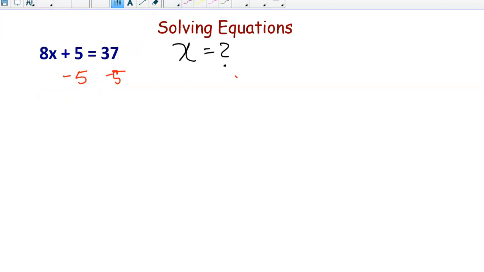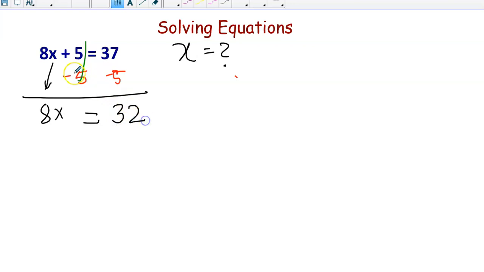That gives me 8x. Bring down this 8x. The 5 and 5 got cancelled, so you have nothing here. And 37 minus 5 is 32. So 8x + 5 = 37 became 8x = 32.